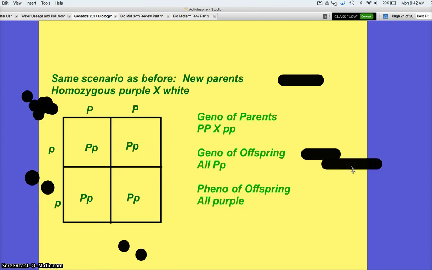100% purple. What percent of the offspring is homozygous? Homozygous. None. 0. What percent is heterozygous? All, because homozygous means you're going to have either 2 capital letters or 2 lowercase letters. Your alleles are identical. Heterozygous means one allele is capital, one allele is lowercase. They're different.